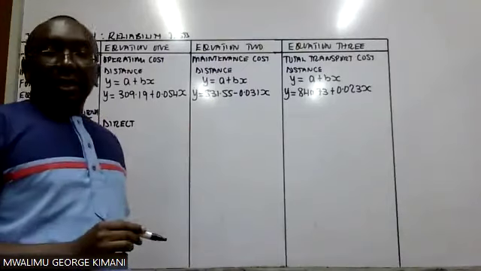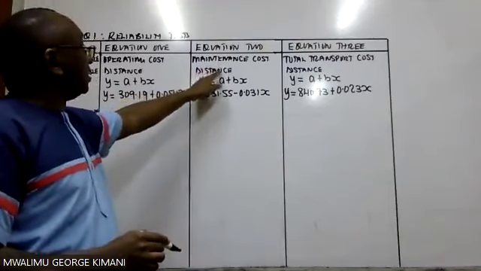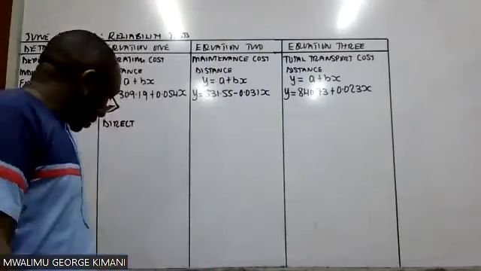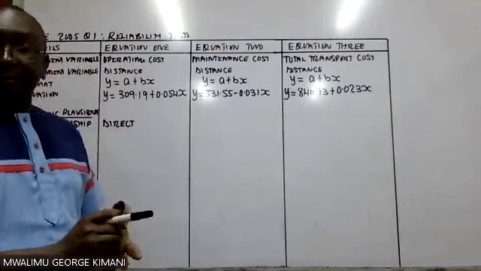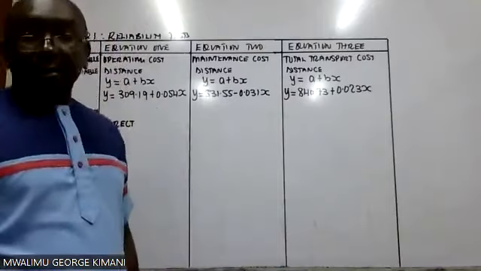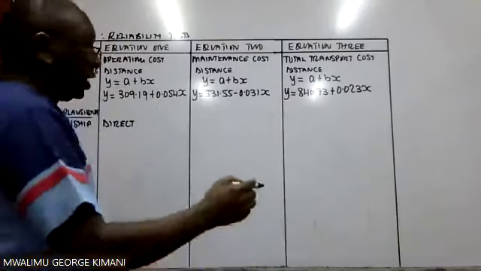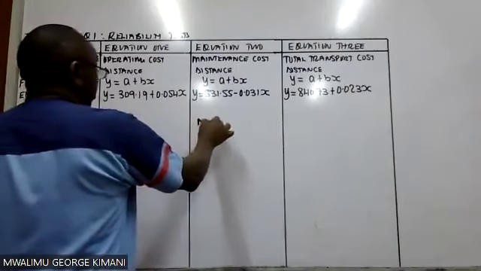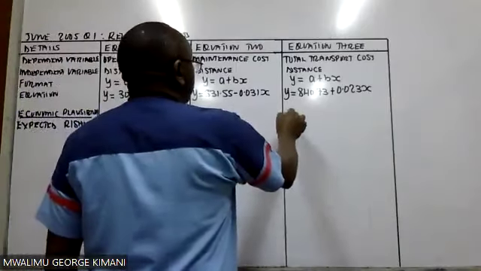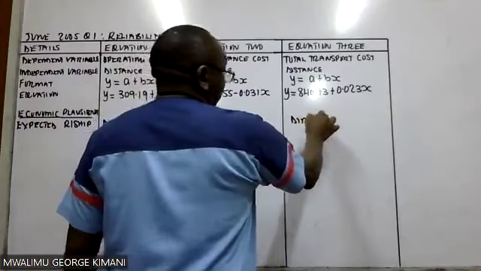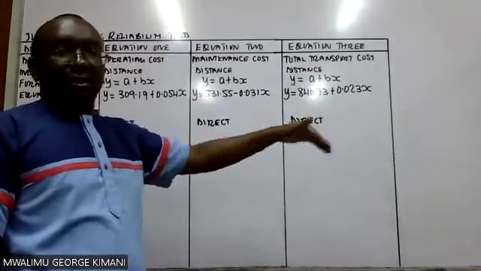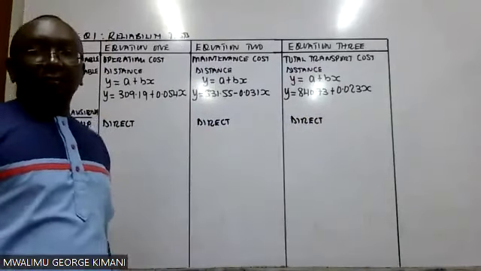Tell me, what do you expect between distance and maintenance cost? Is it direct, inverse, or null? What do you expect? Yeah, I can see it's also direct. We expect a direct relationship. And the same case will happen with the transport and distance. We also expect a direct. As in, when one is going up, the other one is also going up. As you do more distance in kilometers, then you're also having more costs.